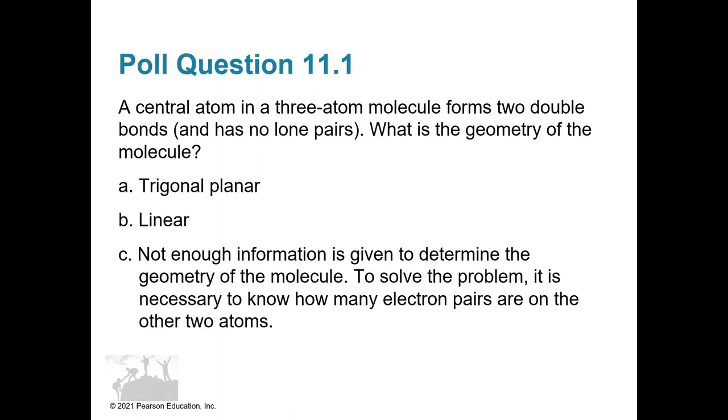Let's check for understanding. We have a central atom that forms two double bonds. There are no lone pairs. So what is the geometry of this molecule? So pause the video, read through the choices carefully, and when you're ready for the answer, click play. The answer here is letter B, linear. Think back to carbon dioxide, or just flip back to the slide that had carbon dioxide. Carbon is the central atom, and it has two double bonds. One double bond is connected to one oxygen, and the other double bond is connected to the second oxygen.